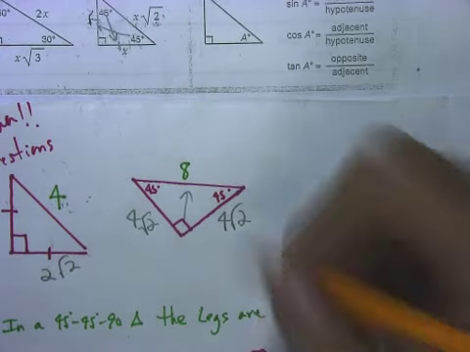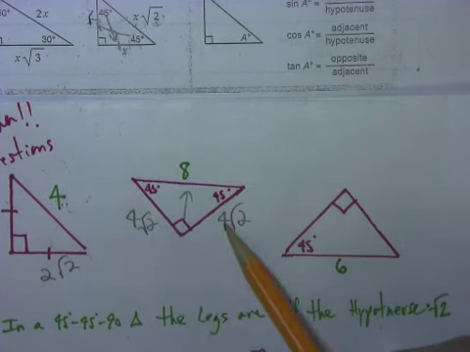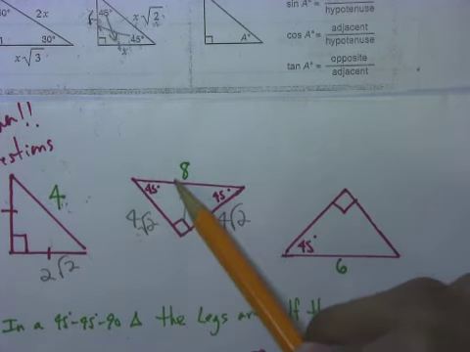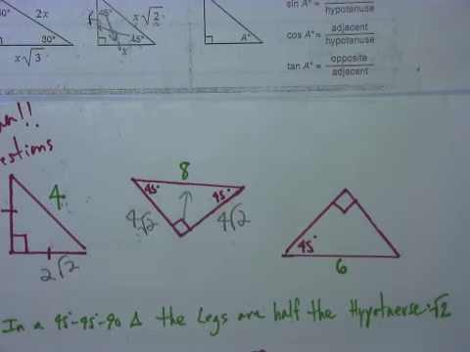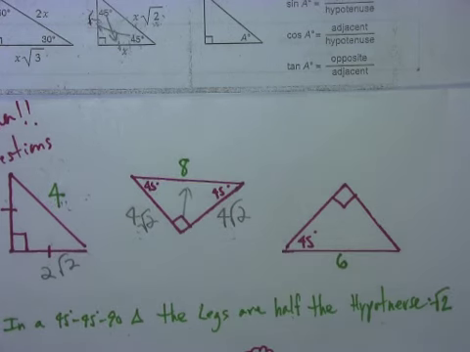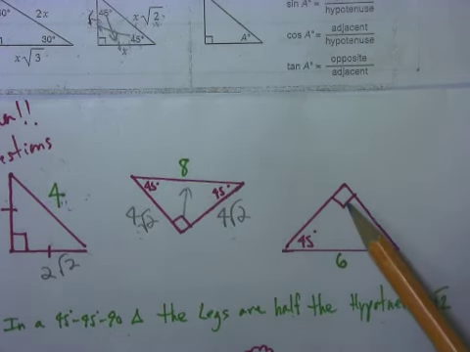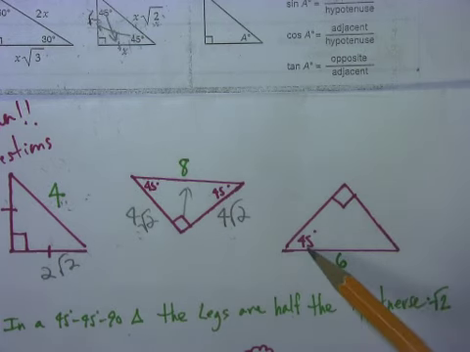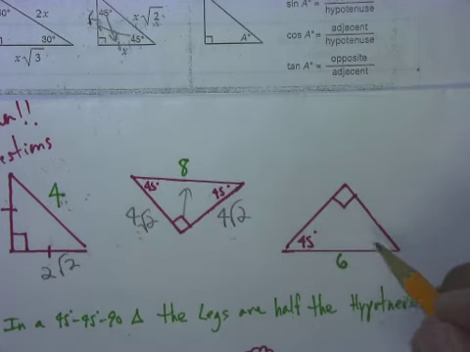So what's half of 8? Well, it's going to be 4 and 4. And the legs are going to be times the square root of 2. And trust me, if you did the Pythagorean theorem with these two, you would get 8. But you don't want to go through all that trouble. Let's take a look at another example.